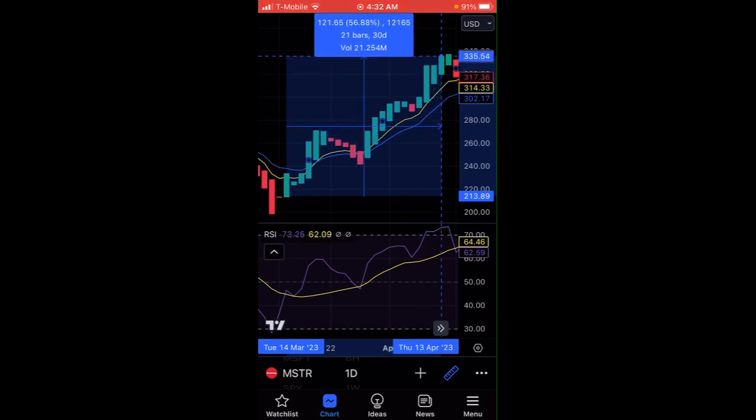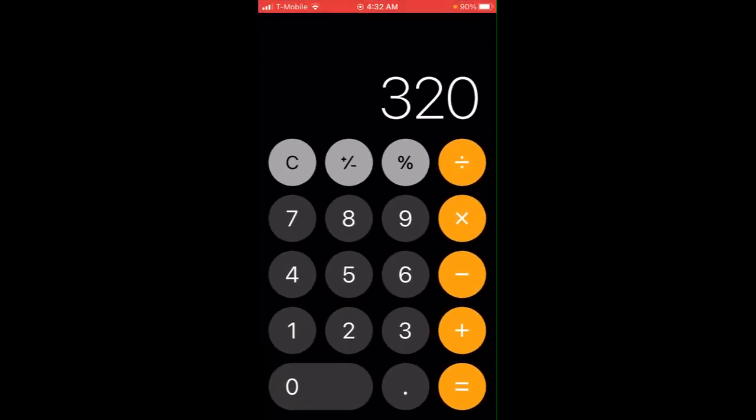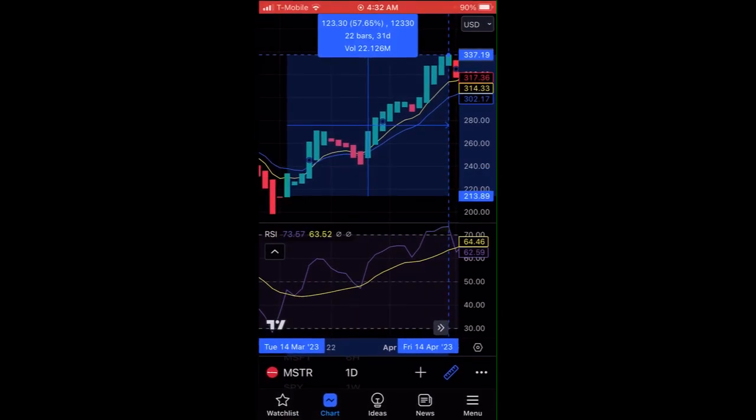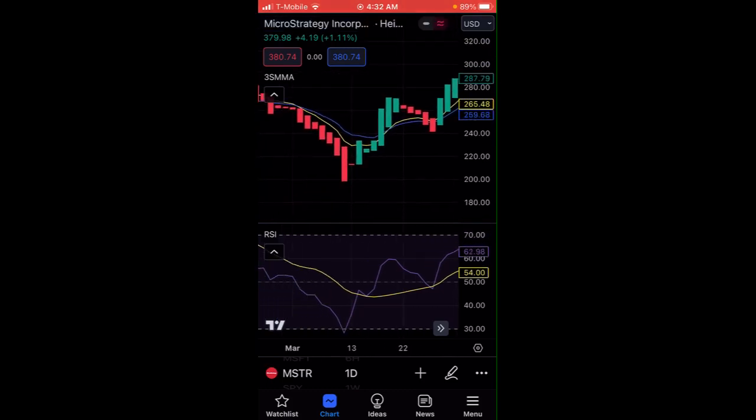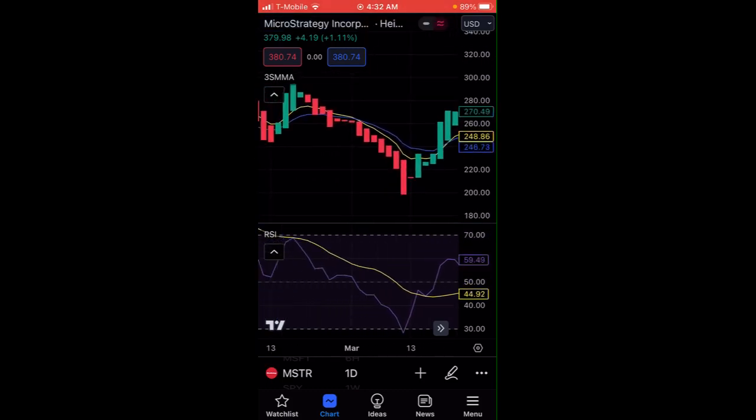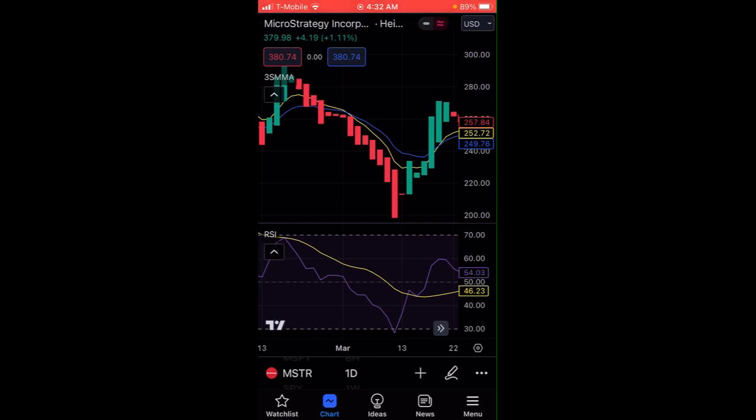But if you rode this entire thing out, you would have made 57% in 31 days. So if you had $100, made 57%, you made $57. If you had $1,000, made 57%, you would have made $570. So you can see where this would compound really quick. All you do is look for those moments when it starts to go up. I focus on the day. It will not work when it's going down. You would need to do an option contract for that.